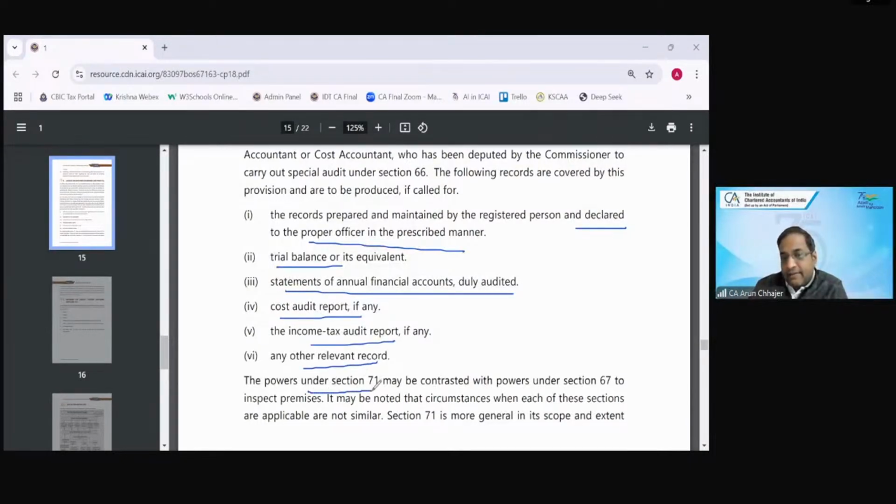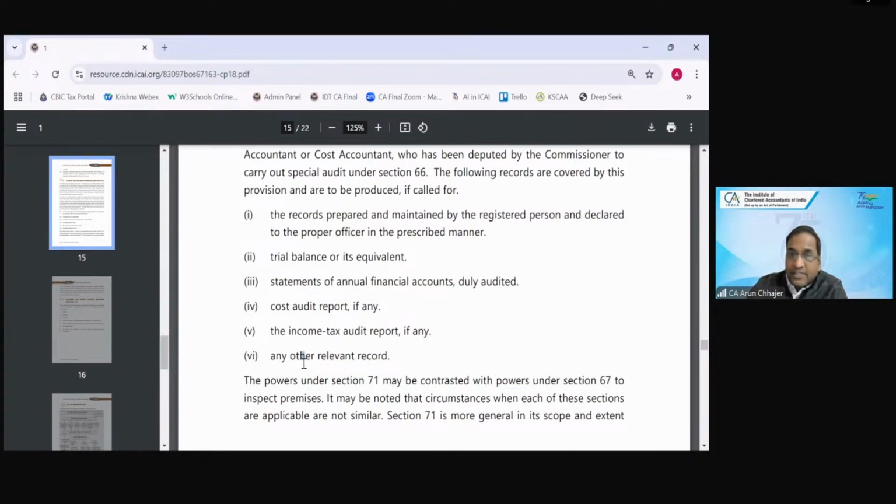Power under section 71 may be contrasted with the power under section 67 to inspect premises. It may be noted that the circumstances when each of the sections is applicable are not similar. 71 is more general in scope and extent.